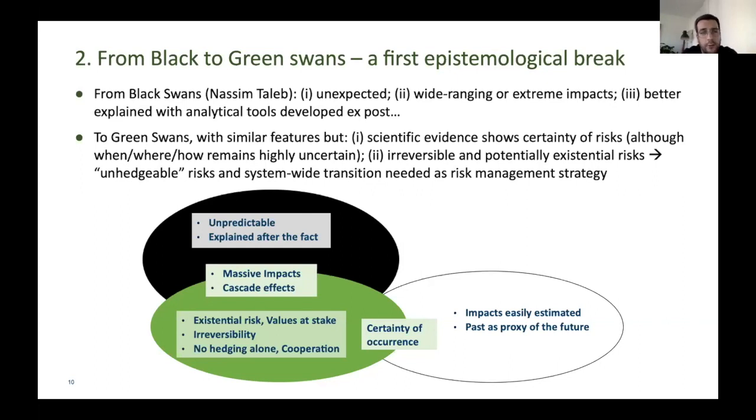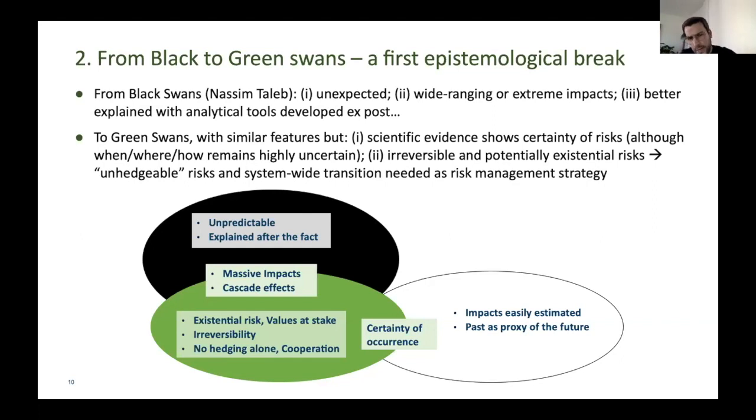We argue that green swans have these features, but they have two even more concerning features. The first one is that despite all the uncertainty, we have basically no idea of when, where, and how the risk will materialize, but there's also a lot of certainty. Scientific evidence is telling us that these risks are building up. So we can't say that we didn't know it could occur. We just don't know how, when, and where.